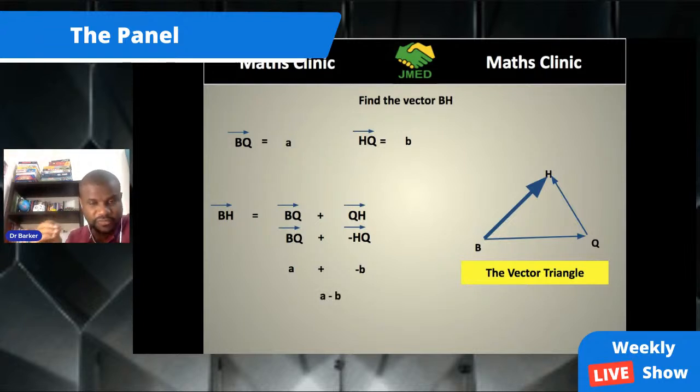So when it gets to algebra, in fact, it kind of gets a little bit easier when you get algebraic vectors, because we're just playing with the algebra here. And the procedures are the same. Okay? And that's done. A minus B is BH.